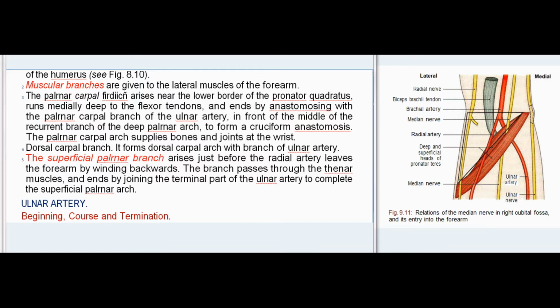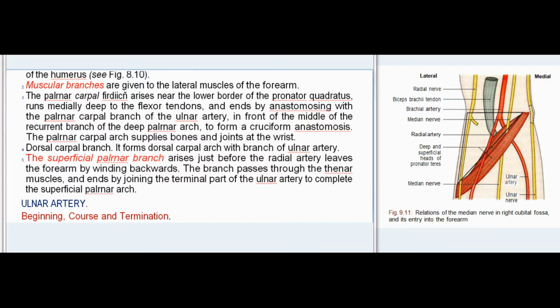3. The palmar carpal branch arises near the lower border of the pronator quadratus, runs medially deep to the flexor tendons, and ends by anastomosing with the palmar carpal branch of the ulnar artery, in front of the middle of the recurrent branch of the deep palmar arch, to form a cruciform anastomosis. The palmar carpal arch supplies bones and joints at the wrist.